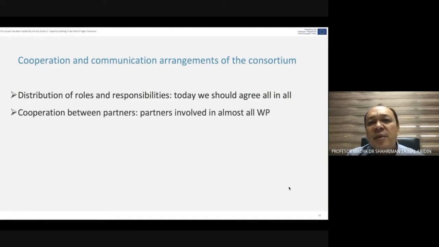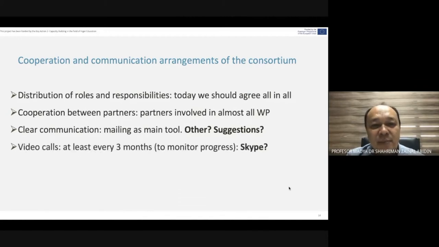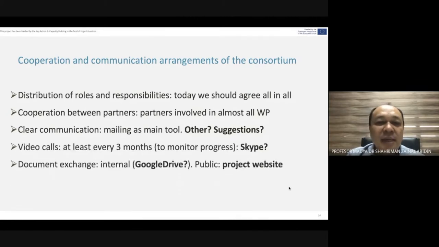Then the cooperation and communication agreement of the consortium. We have to be of one heart and soul, with the distribution of roles and responsibilities that today we should all agree on. Cooperation between partners is in every work package, meaning everyone is involved; the PIC just monitors, and we can refer to one person. Then clear communication through mail and mentors, and sometimes we need a Skype meeting every 3 months. We have created our internal Google Drive because the files are big.